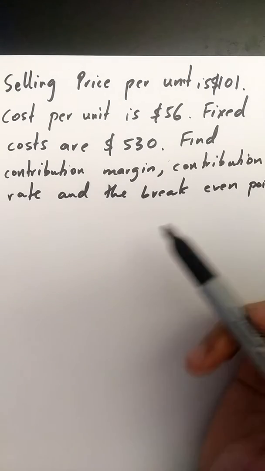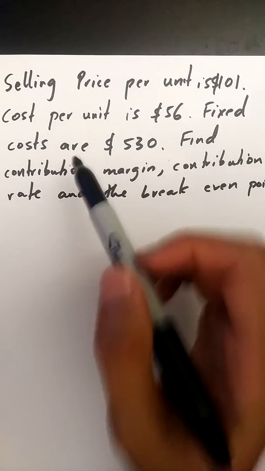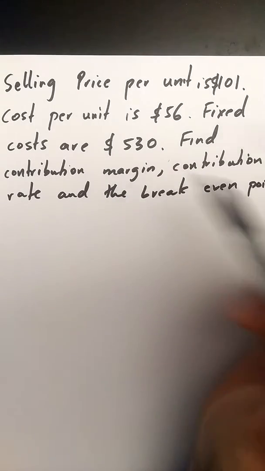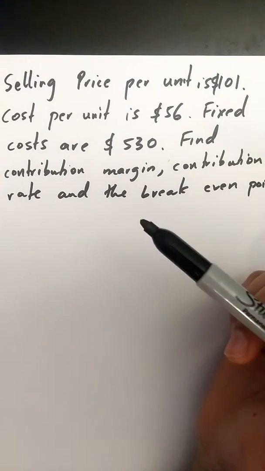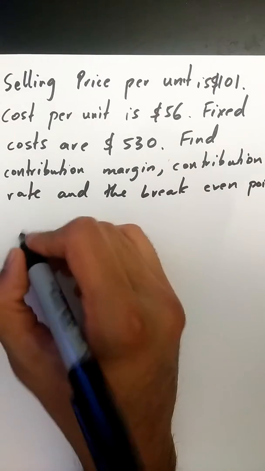Like we saw in the previous example, we could equate total cost equal to total revenue. But in this example, I'm going to show the second method to find the break-even point, which is using your contribution margin and your contribution rate. Okay, so first thing we can do is find the contribution margin.